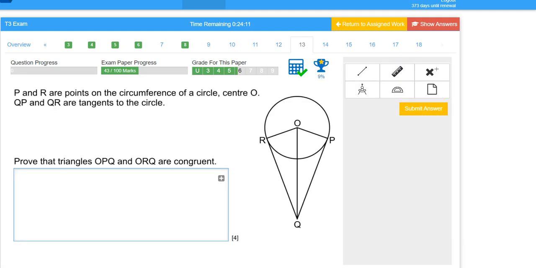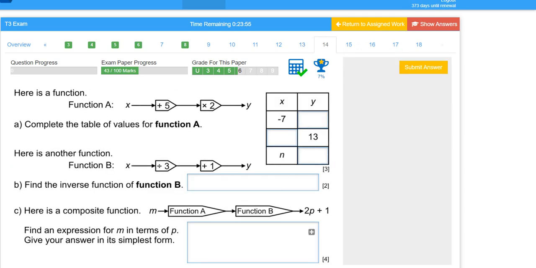Question 13. This is very much a year 11 question. It's what we call circle theorems, and it's quite challenging, but it's a lot of fun because geometry does open up all sorts of possibilities for us. Question 14, we can do. So even though it's further along towards the end of the paper, this is a doable question.